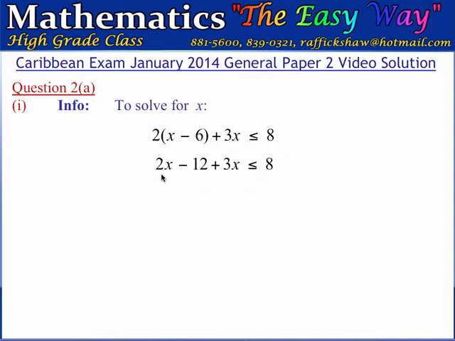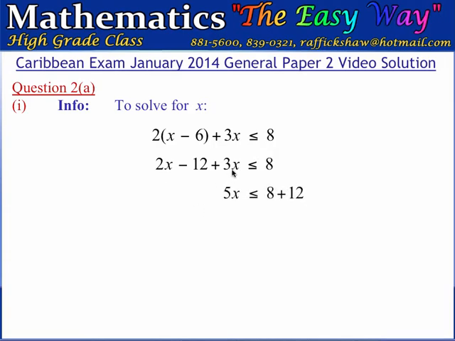Then what we're going to do next, we're going to add the terms in x. So the 2x and the 3x here will add to 5x. This negative 12, we can take it on this side and add it. There's no need to reverse the sign because we are not multiplying or dividing by a negative number. Essentially what we are doing is adding 12 to both sides so we can get rid of this negative 12. Let's show that. And this is it.